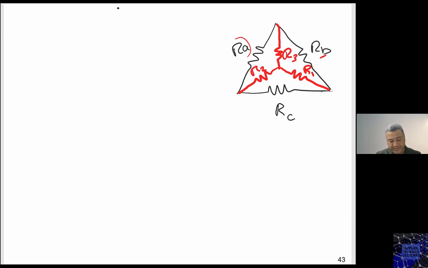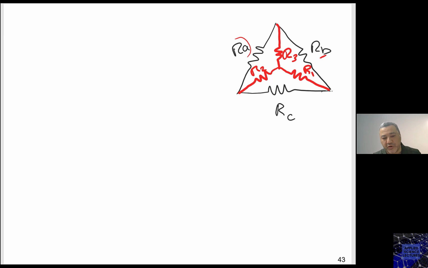Okay. So R1 is equivalent to RA, R2 to RB, and R3 to RC, but they've been rearranged. The whole circuit is equivalent. You cannot look at one resistor only. The whole circuit is equivalent. The red one is equivalent to the black one.